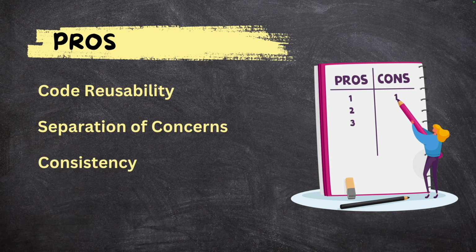The third one is consistency. So with custom hooks, we ensure a consistent behavior across all components, as they all rely on the same logic that we have implemented in the hook. And the last one is improved readability. Custom hooks make our code more readable and maintainable, because they encapsulate the complex logic into a single place, which can be reused across different parts of our application.